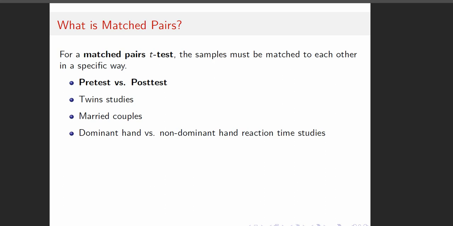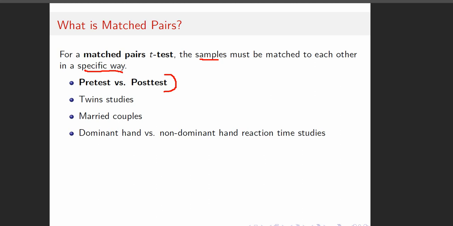In a matched pairs t-test, the samples are matched to each other in some specific way. And the quintessential matched pairs t-test is pre-test versus post-test design. So you probably know this. You give a pre-test, and then you have some training, and then you give a post-test to see if there's an improvement, right? If the scores improve from pre to post, okay? And they're matched, right? It's the same person taking the pre-test and the post-test.